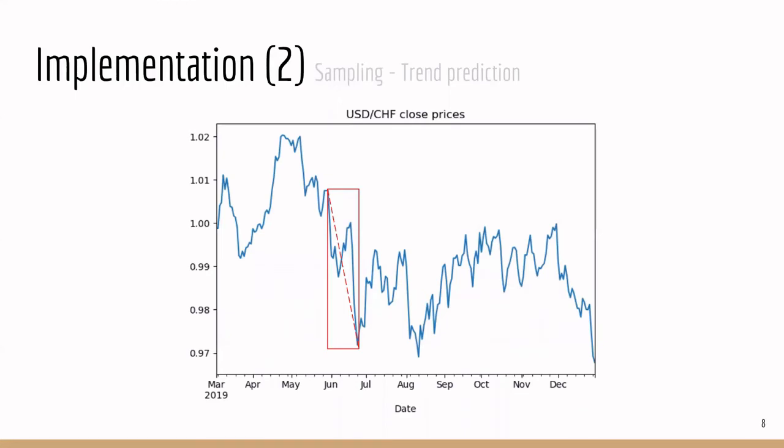To decide the label of the window of the sample, we have two ways to do that. The first one is the one used in the paper, which is the trend prediction. To do that, we subtract the last price from the first price, and we see the difference. If the difference is positive, we have a positive label, and if we have a negative difference, we have a negative label. And the idea here is to associate the prediction to the position.